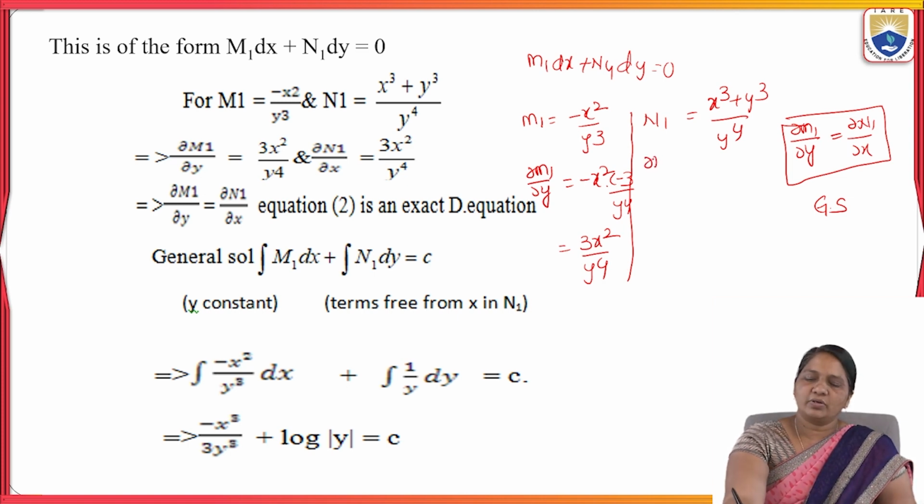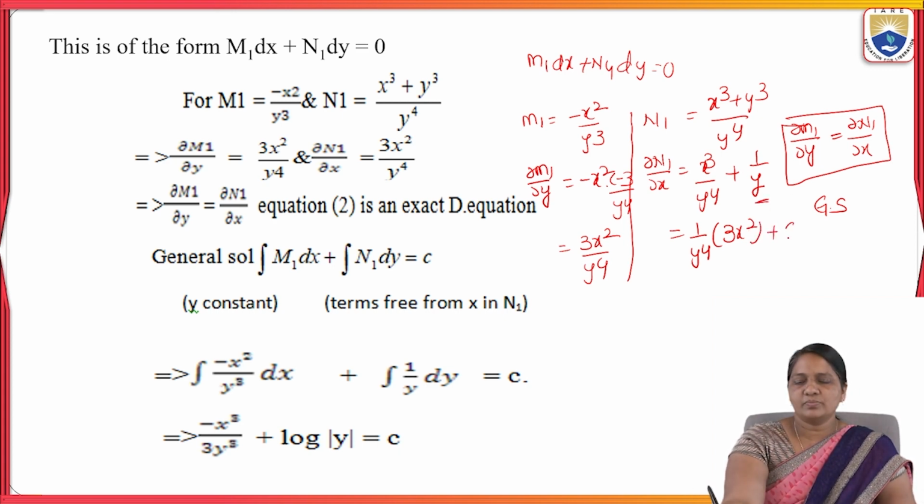Next we are going to calculate dou n1 by dou x, with respect to x. Here n1 is x cube by y power 4 plus y cube by y power 4, which means 1 by y. For the first term, 1 by y power 4 is the constant, and the derivative of x cube is 3x square. For the second term, which has only y, this is constant, so this will be 0. So finally this value is 3x square by y power 4.